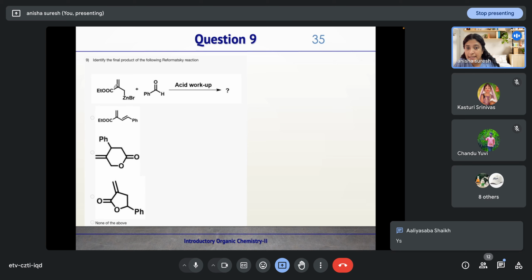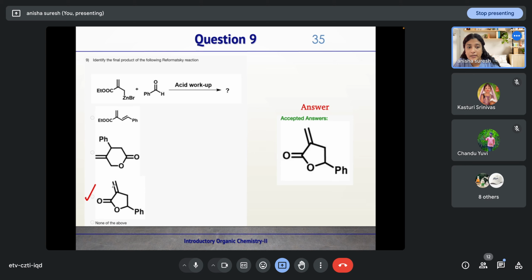So this is the mechanism of the Reformatsky reaction that we have discussed, and we will get option C as the major product. Is this question clear?